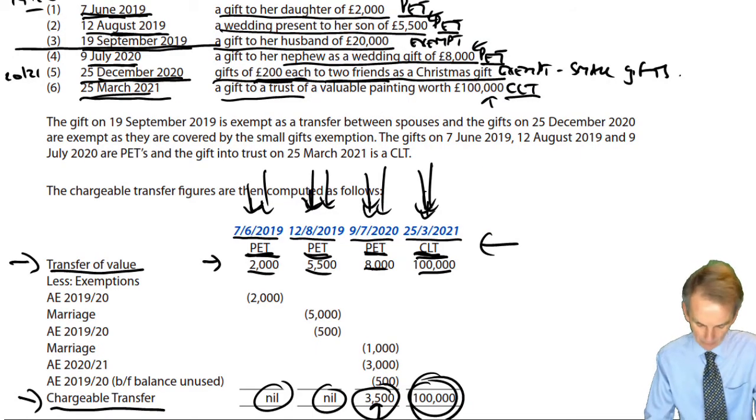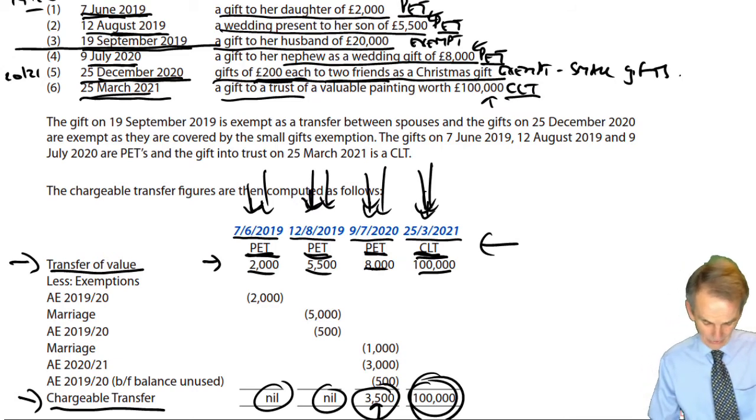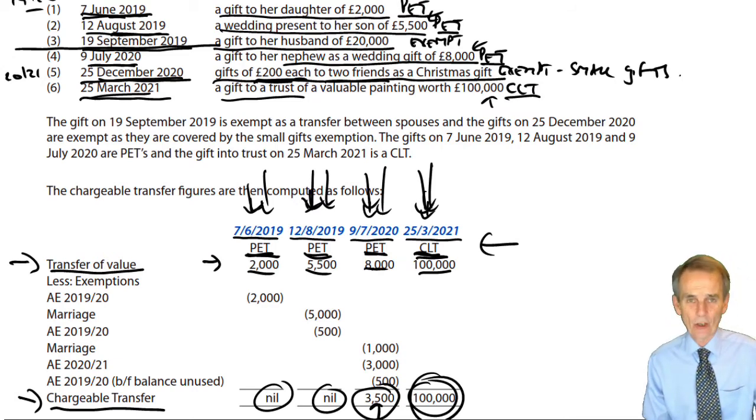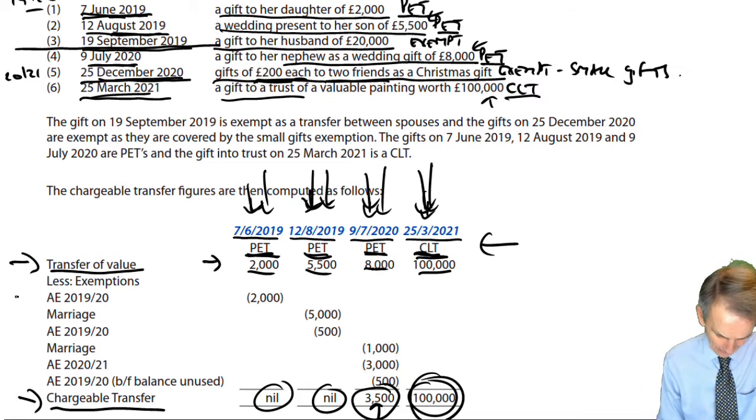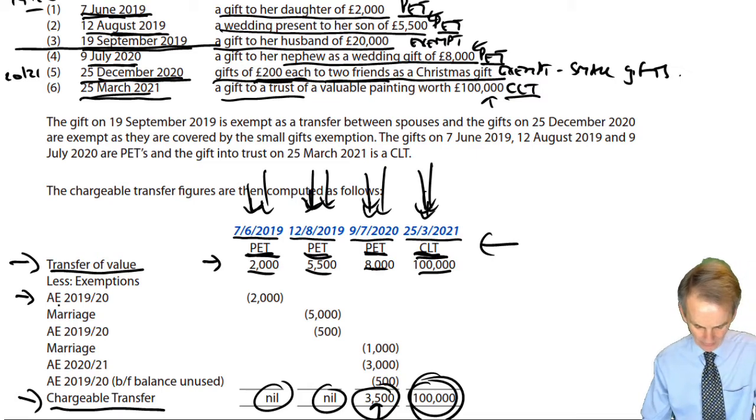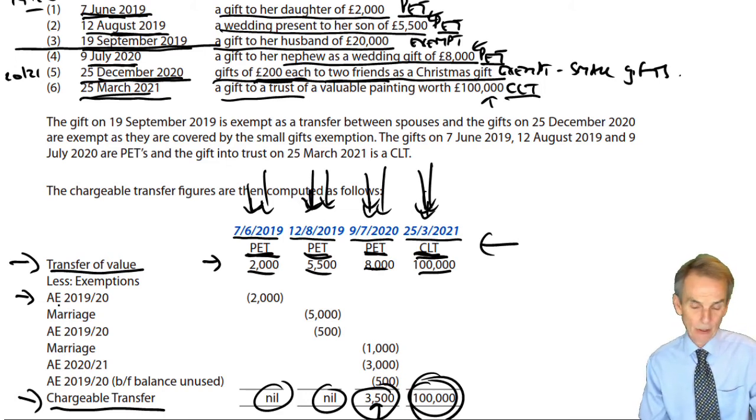Okay, so let's see how we've fared here, therefore. First up was the 7th of June 19 transfer, it being a PET, the transfer of value a mere £2,000. It's the first made within the tax year, therefore it benefits from the annual exemption for this tax year, the 1920 tax year. That uses 2,000 of the 3,000 available.